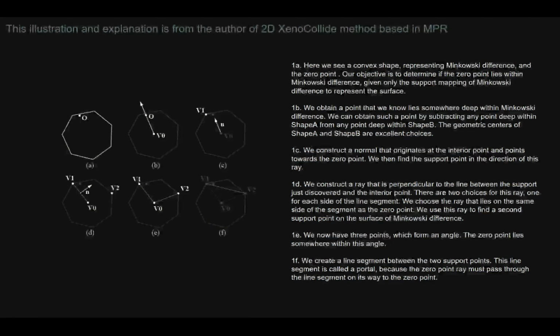Okay. V1 and V2 form a segment that is close to the point 0, but V0 is part of the simplex.